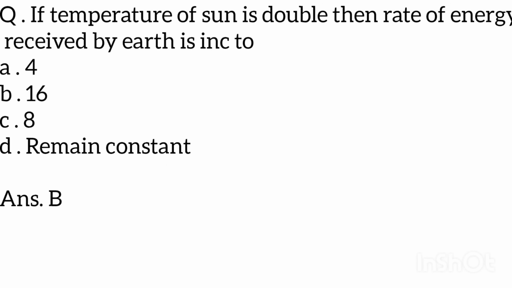Another question. If temperature of sun is doubled, then rate of energy received by earth is increased to option A, 4. Option B, 16. Option C, 8. Option D, remain constant. So the answer of this question is option B, 16.